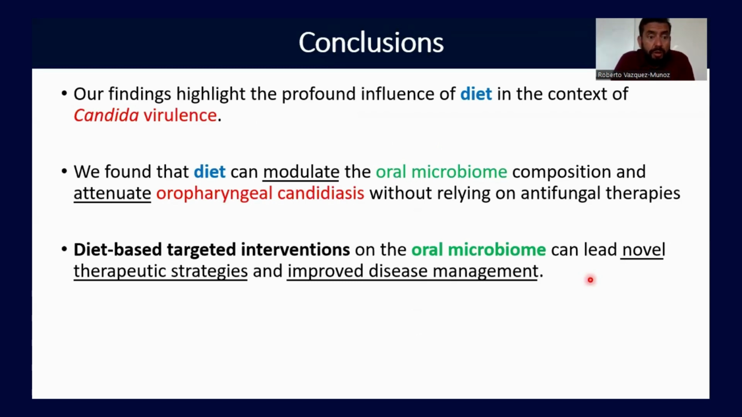So in conclusion, our findings highlight that diet has a profound influence in the context of Candida virulence. We found also that diet can modulate the oral microbiome composition, and it can exacerbate or attenuate oropharyngeal candidiasis.